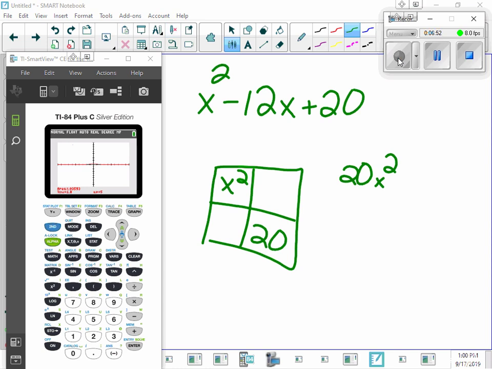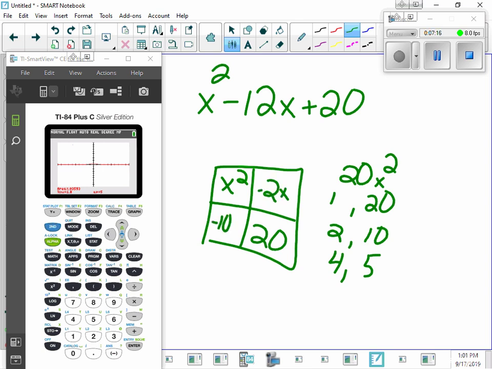So the factors of 20 are 1 and 20, 2 and 10, 3 doesn't work, 4 and 5. Can we use one of those sets to create a negative 12? Yes. What would it be? Negative 2x and negative 10x. And don't forget the x's. Negative 2x and negative 10x.